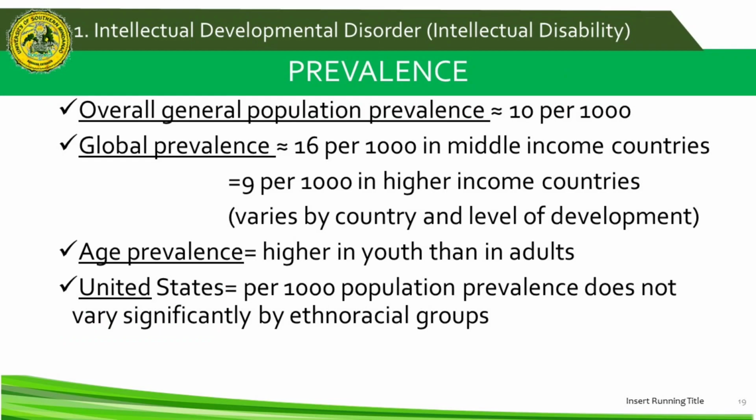For its prevalence naman, in DSM-5, general population prevalence is approximately 1% and prevalence rates vary by age.